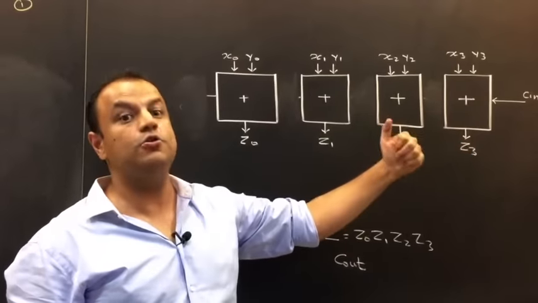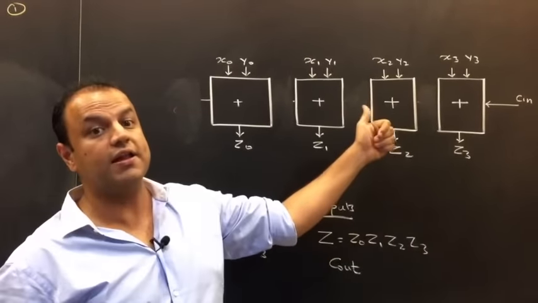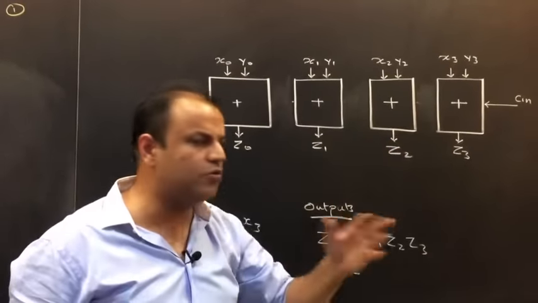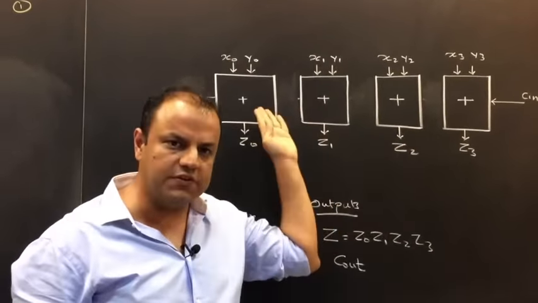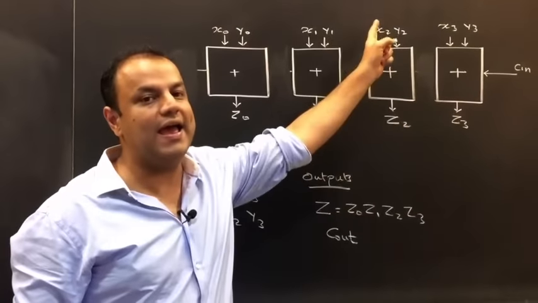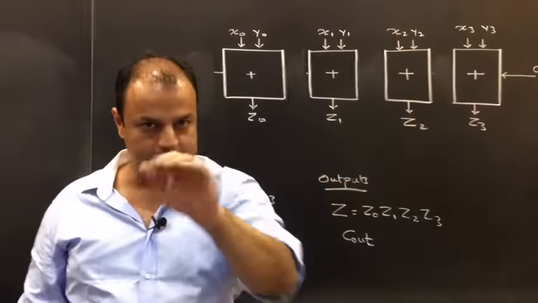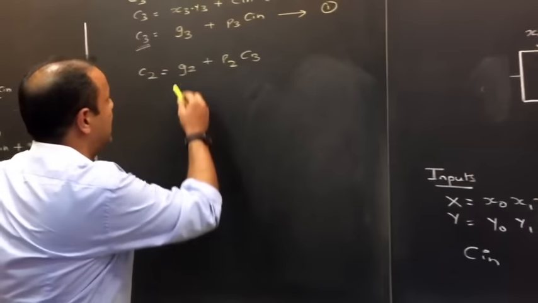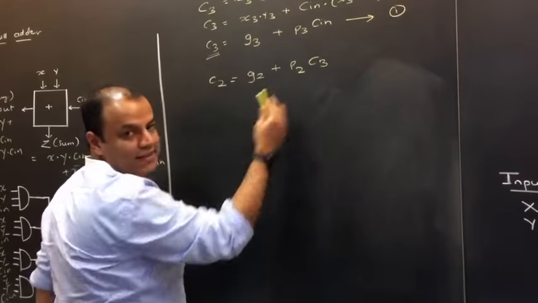First you add this, then you will get a carry output that will come to this stage, then you will get the carry output that will come to this stage. So what we are trying to do is predict C3, C2, C1, C0. Now to get C2 I need X, Y and C3, correct? X, Y means G2 and P2, and C3, correct?